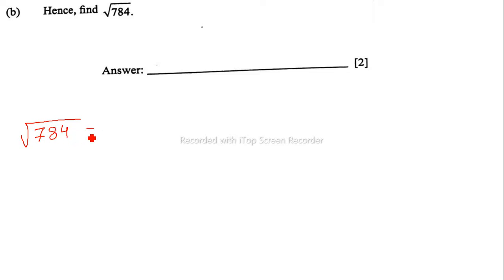Alright, this is going to be equal to the square root of, well, we could write 784 as what? 2 to the 4th power and 7 squared. So we could write 2 to the 4th as 2 to the 2 times 2 to the 2, times 7 squared.